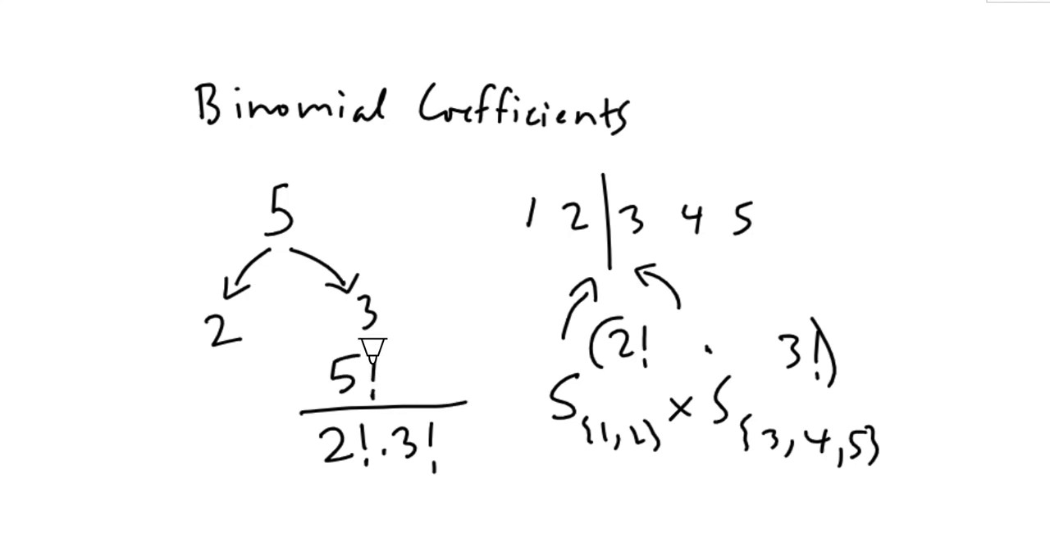We could think of 5 factorial as being 5 times 4 times 3 factorial. We cancel those, and this 2 factorial can cancel that, so it's 5 times 2, it's 10. So there's actually 10 different ways of choosing 2 things from 5 things. So we just talked about a binomial coefficient in a group kind of a way.